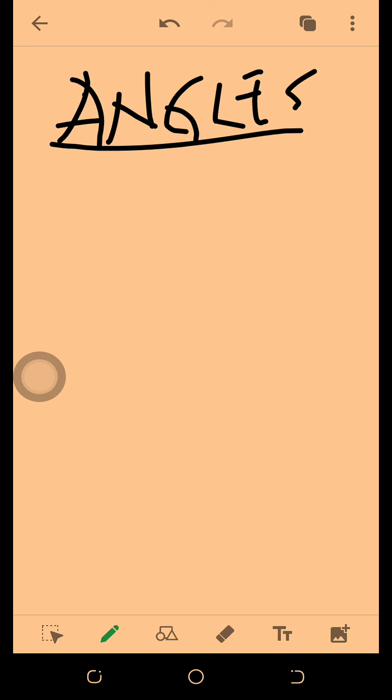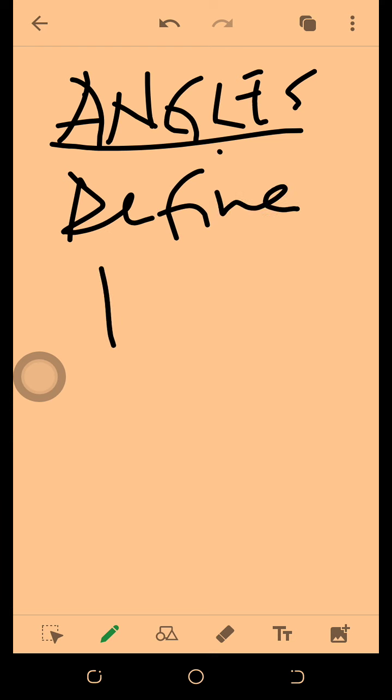the definition of an angle. We'll be looking at the parts of an angle. So by the end of this lesson, we should be able to explain or define what an angle is, and also look at the parts of an angle. Define and then what? Parts. Good.